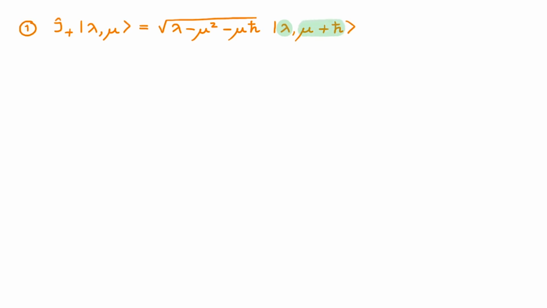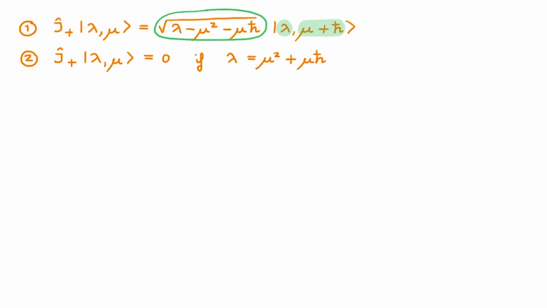Now, this is the result we got in the video on ladder operators, and it is a valid general result. But crucially, it also includes the possibility of a particular result, which is that the action of j plus on the state lambda mu is equal to 0. This will happen if lambda is equal to mu squared plus mu h bar, because in this case the prefactor here vanishes. So why do we need these results? What we want to prove next is that there must be some angular momentum eigenvalues lambda and mu for which this equality holds.